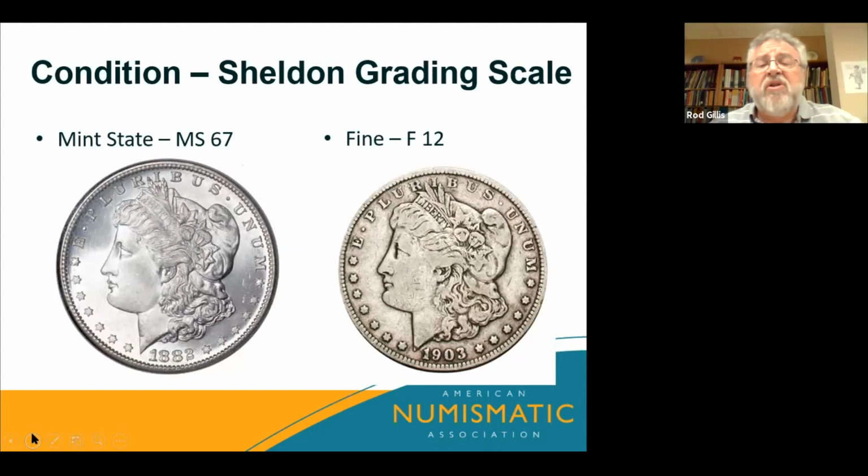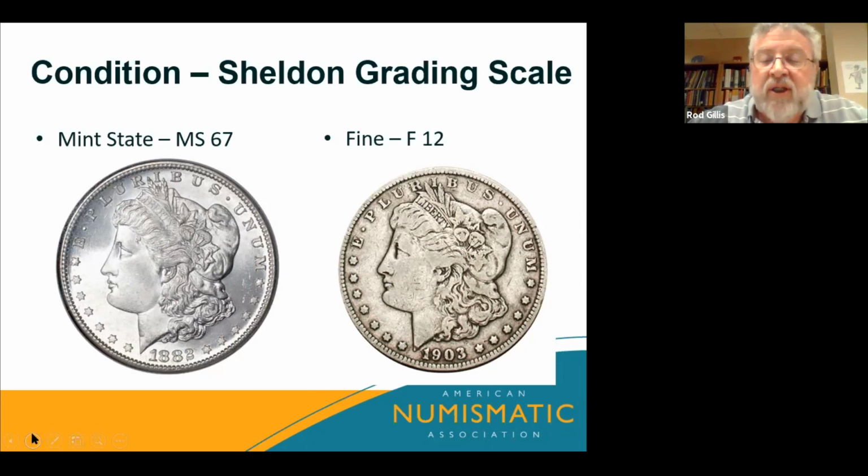So here's an example of two coins. We have two Morgan dollars, and on the left-hand side, we have a mint state Morgan dollar that is an MS-67. We're using the Sheldon grading scale here, which goes from 1 to 70. So this mint state coin at MS-67 is a very nice coin, has very few detractors on it. And on the right-hand side, we have a silver dollar that we consider a fine, or F12.